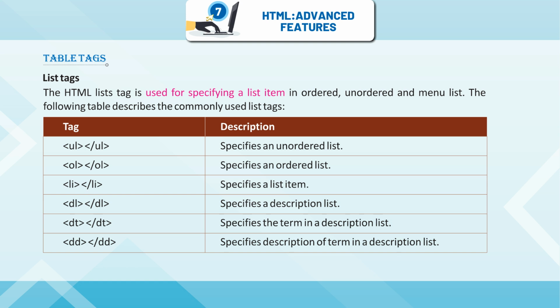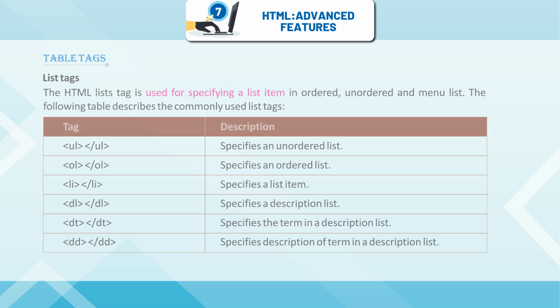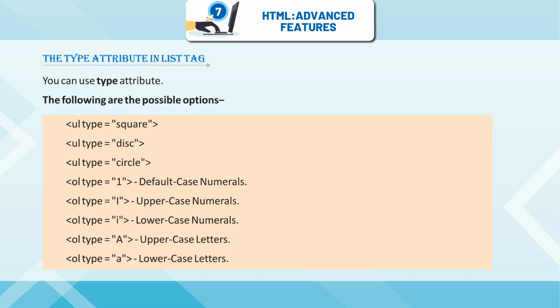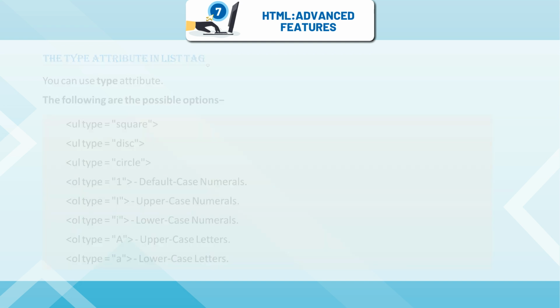Open DL tag, close DL tag, specifies a description list. Open DT tag, close DT tag, specifies the term in a description list. Open DD tag, close DD tag, specifies description of term in a description list. The type attribute in list tag. You can use type attribute. The following are the possible options.